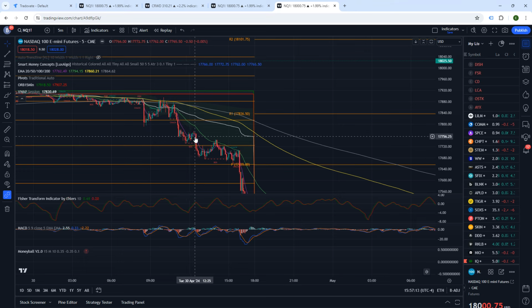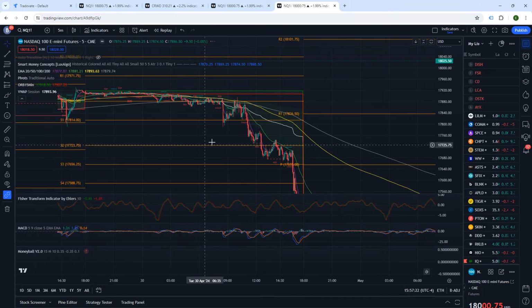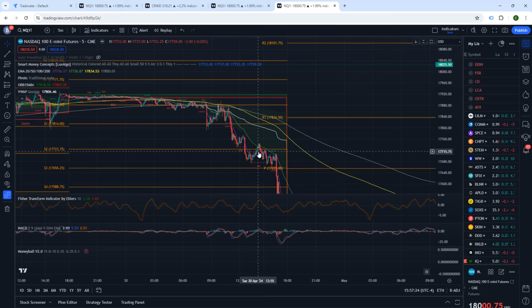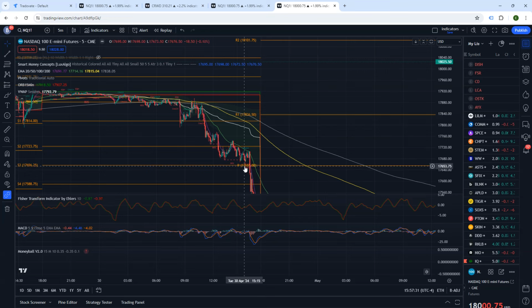Would have gotten my 20 points, and then that would have been it. I'm not playing the second touch because look, the second touch, it breaks right through. Depending on what's going on in the day, I'm probably not playing any of these plays here. The only thing I'd be looking for is us to come down to around this pivot point for another bounce.